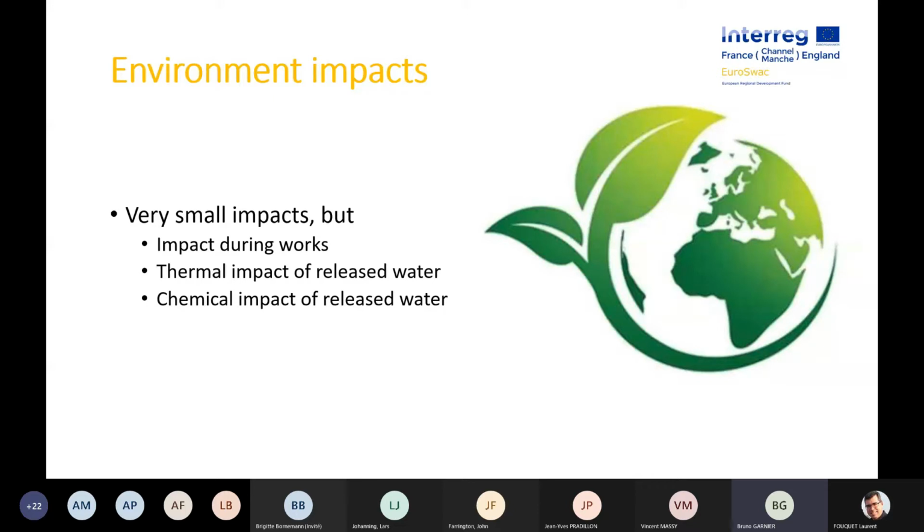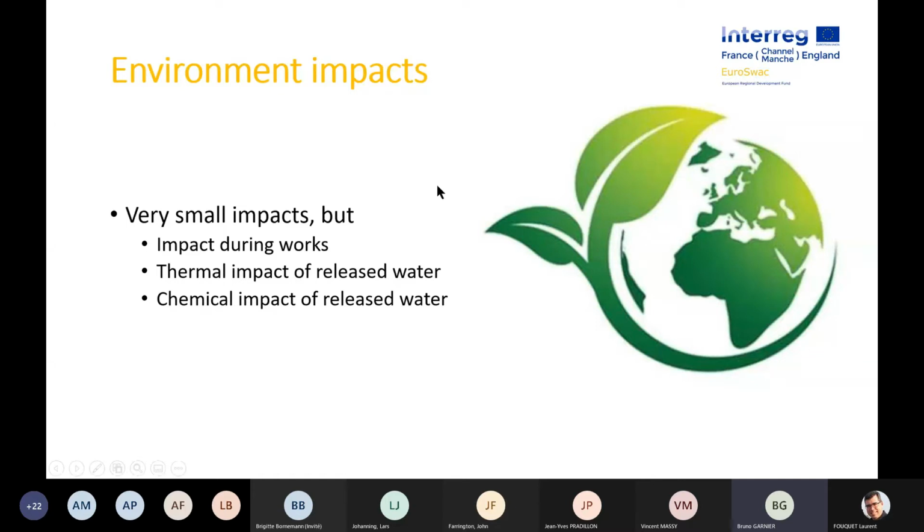The other impacts are during the lifetime of the SWAC. The thermal impact of the release water: the water that we are going to release is not exactly at the same temperature as the sea all year long, and therefore we modelize the flow of this water to see what will be the impact, and to modify some parameters so that we can decrease the impact.